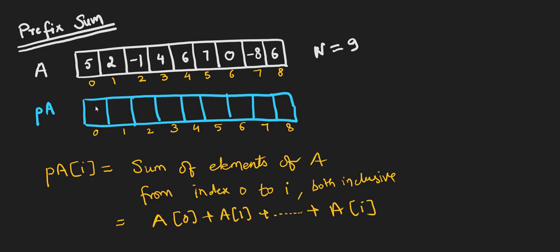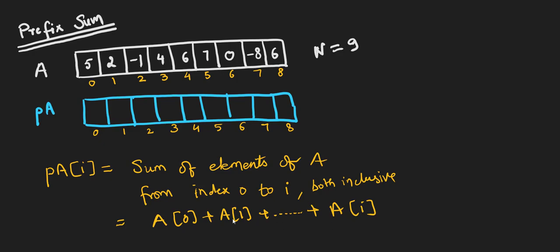At any index, the value we are filling should be the sum of all the elements of A starting from 0 up to that index element. Here it is mathematically defined: sum of all the elements from index 0 to I, both inclusive, 0 index and I index both should be included. So if you see, here is the formulation of this.